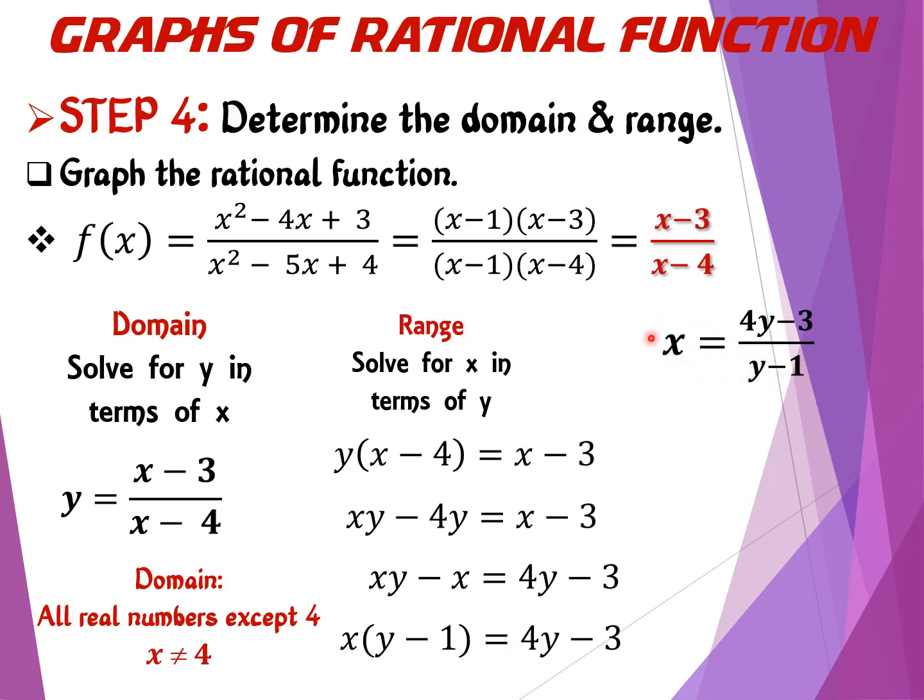Since this is already x in terms of y, again, look at the denominator. Your denominator is y minus 1, equating this to 0: y minus 1 is equal to 0. You will have the value of y, which is 1. That will be your restriction. So your range will be any real numbers except 1, or y should not be equal to 1. This is how you find the domain and the range of any rational function.